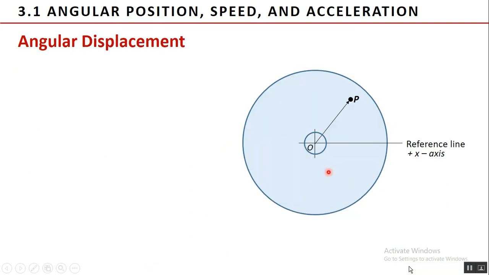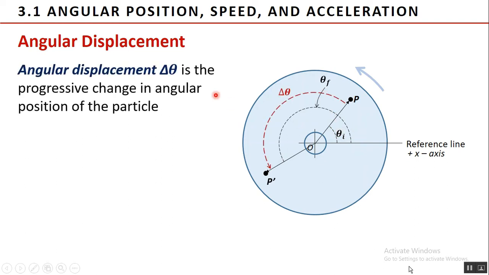Now, let us investigate what happens to the position of a particle P, as the disk rotates about a fixed axis perpendicular to the plane of the disk, and passing through the center of the disk. As the disk rotates counterclockwise, the angular position of the particle P has changed from its initial angular position theta sub i, to a final angular position theta sub f. This progressive change in angular position of the particle is called angular displacement, and is denoted by delta theta.